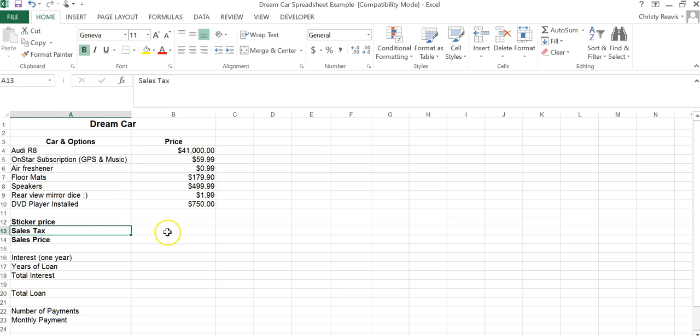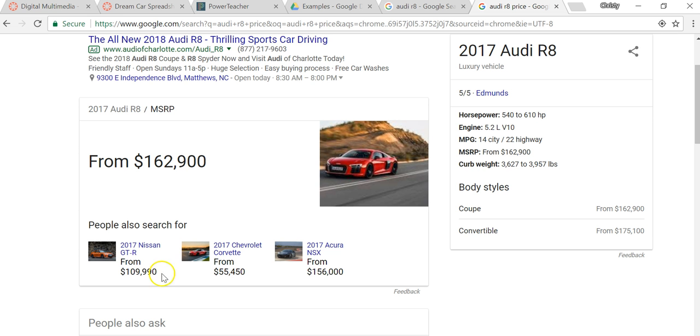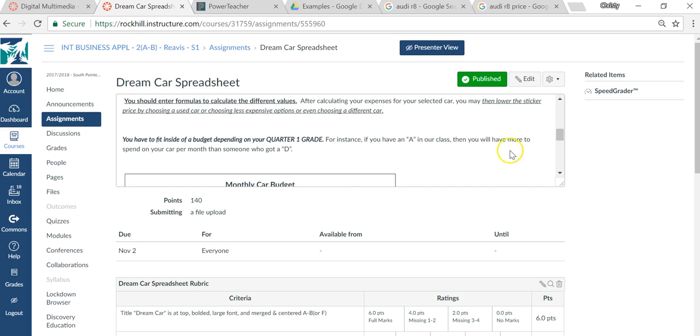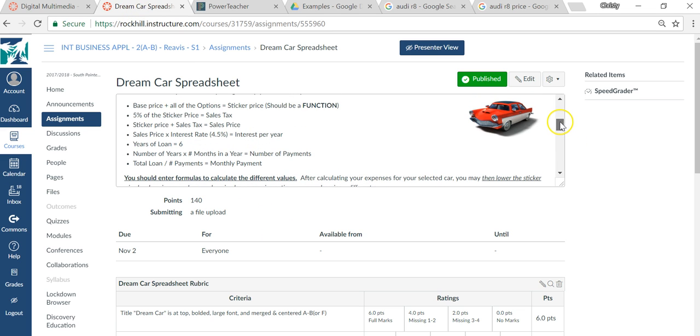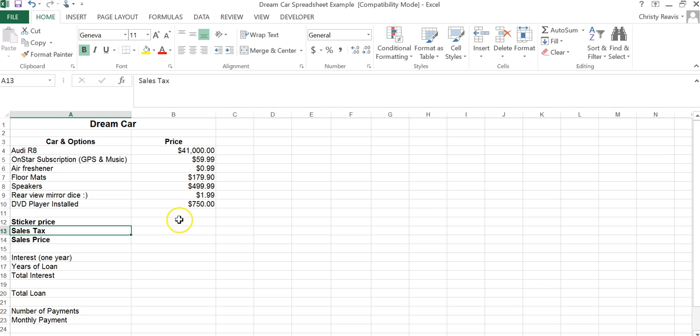The next number, sales tax. You're going to calculate sales tax. We go back to that assignment sheet. Sales tax is going to be 5%. So 5% of the sticker price. This is explaining your formula. So after you find your sticker price, this number here, then you're going to find 5% of that number for this one.